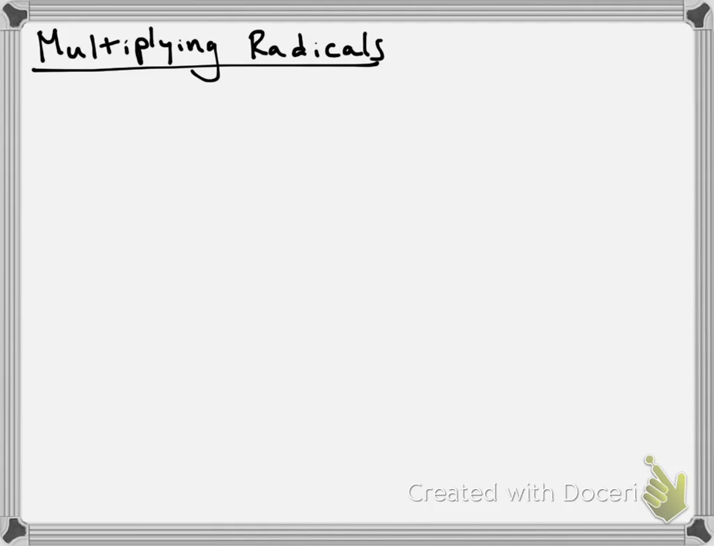Okay, so in this video, I'm going to show you guys how to multiply radicals in a couple of different levels of difficulty here. So let's start with the easiest one. So let's say I have something like 2 root 3 and I'm multiplying that by 4 root 5.